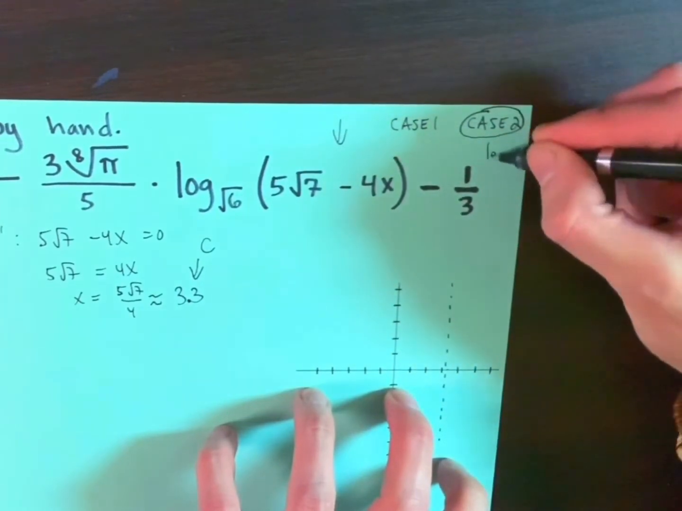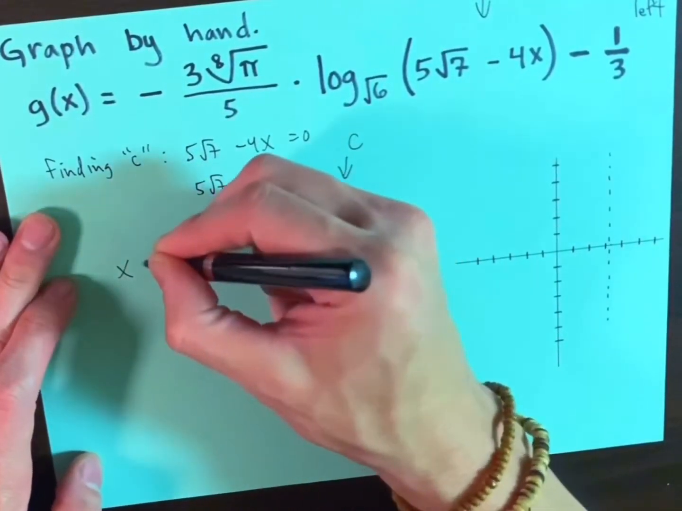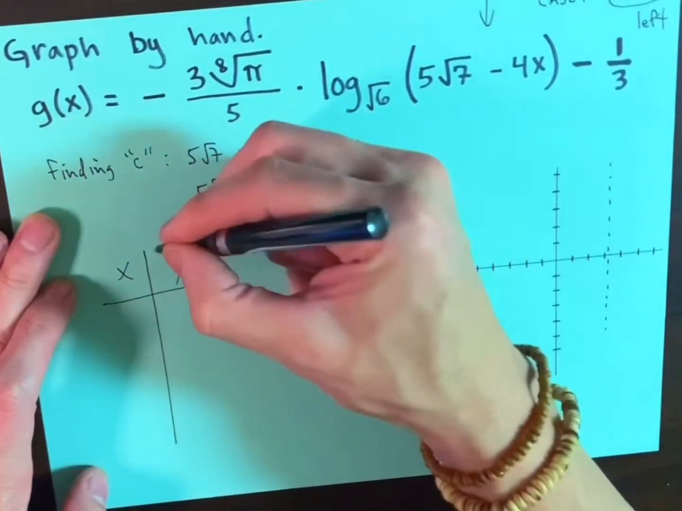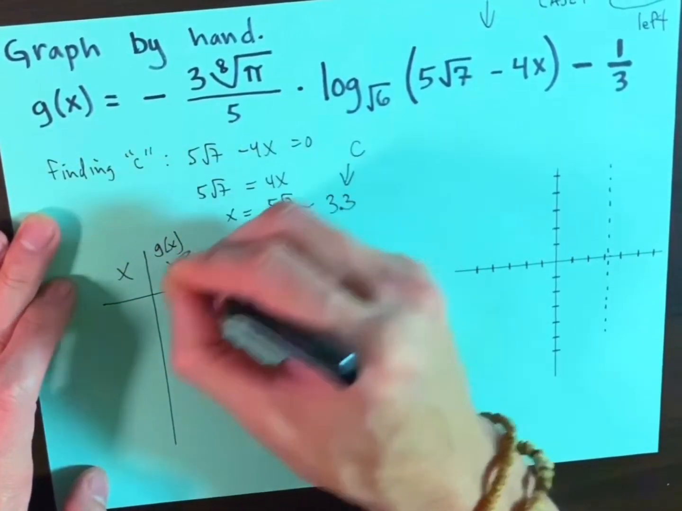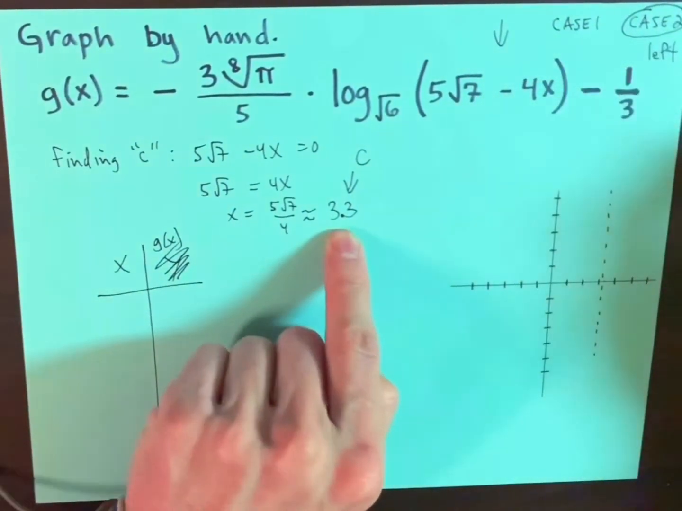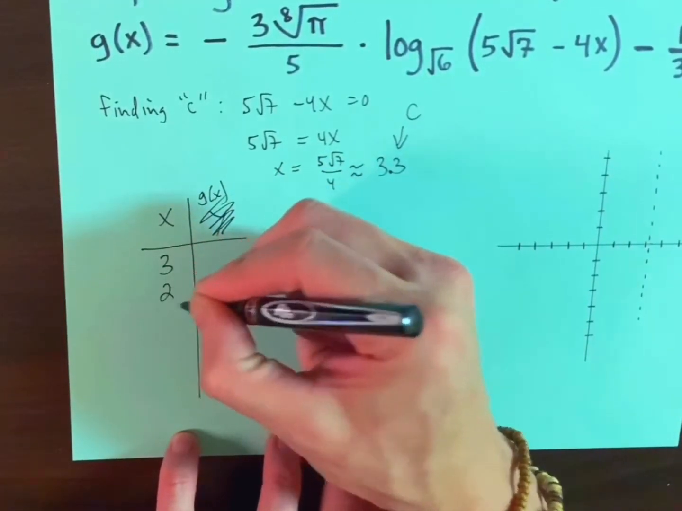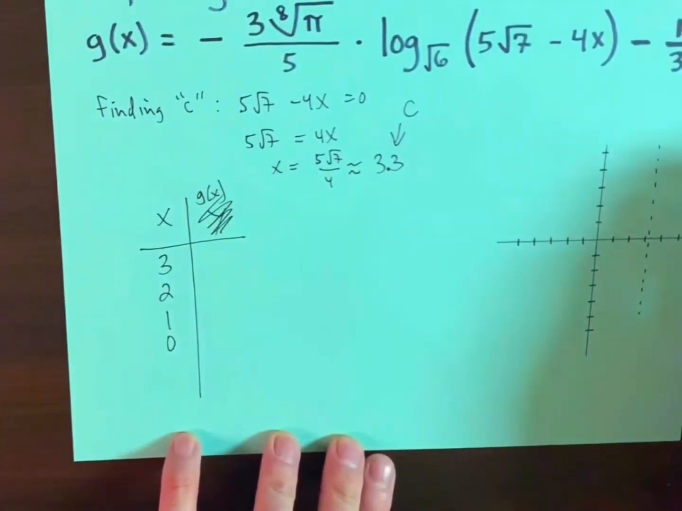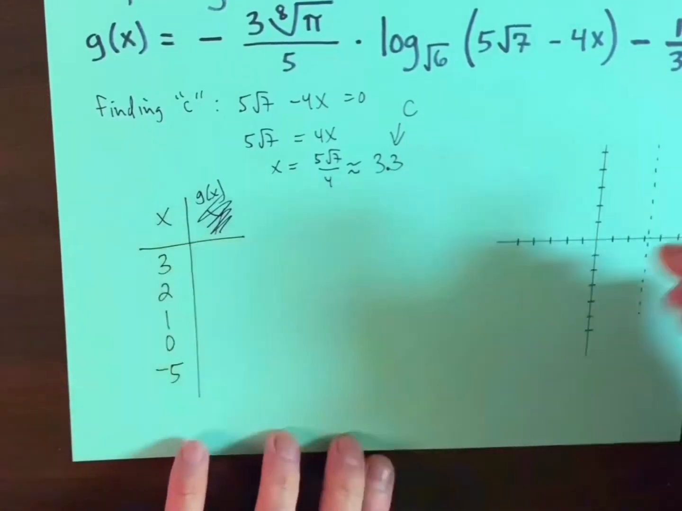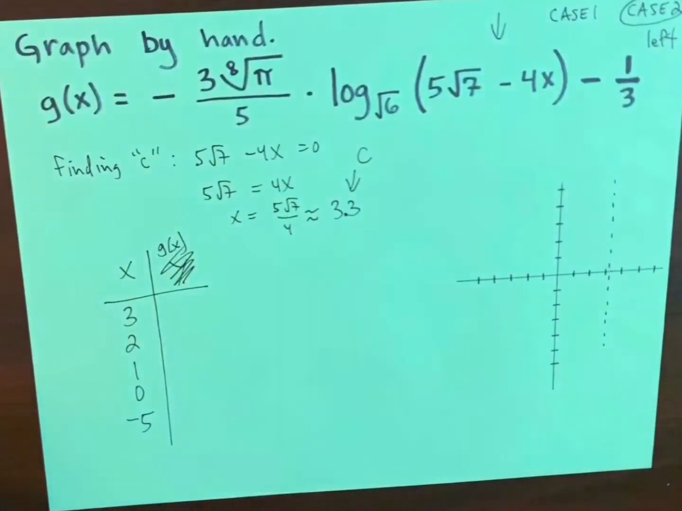So the graph is going to open to the left, which means that if I open a table of values, it should be called x, g of x. For a table of values, pick numbers that are smaller than c. So what's smaller than 3.3? How about just 3, 2, 1, 0? And I'll spread out the last one. Let's go negative 5. Now let's go to the calculator to fill out this column here.